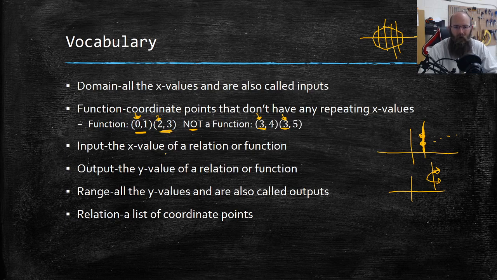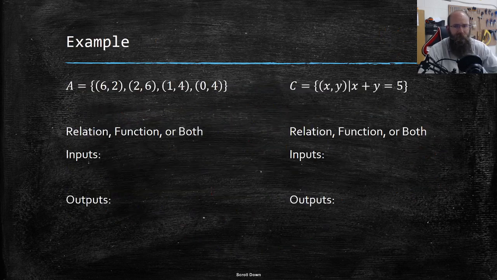Inputs, my x values. Outputs, my y values. Range, that's the list of all of my y values. Just like domain is the list of all of my x values. And then relation, that is a list of coordinate points. That one is not picky at all. I can have a whole bunch of repeats. So that one, it is not a function right here, but it is still a relation. That's still fine. Let's go look at some examples.